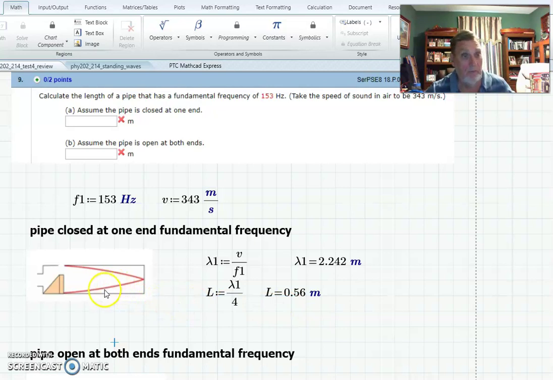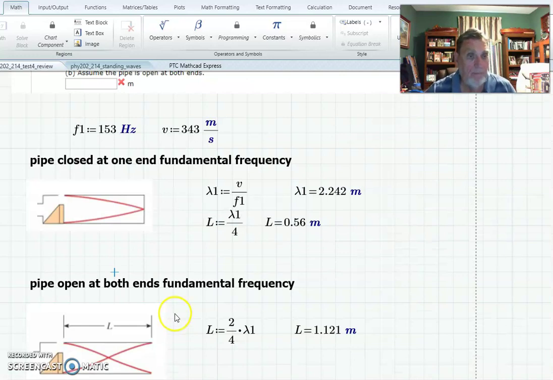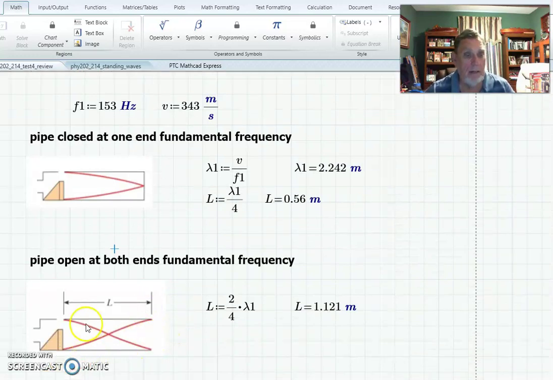The next one would be if you put a node. So you would have a node here, an antinode, a node, and so you always have to have an antinode and a node on a pipe like this. If it's open at both ends, then you've got antinodes at both ends.